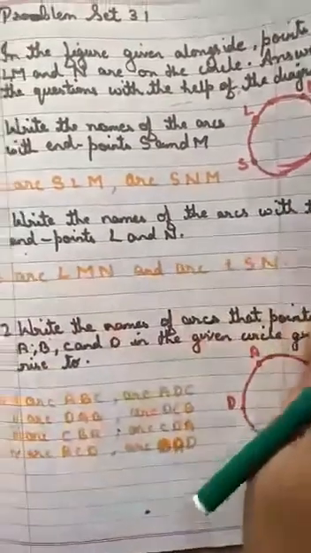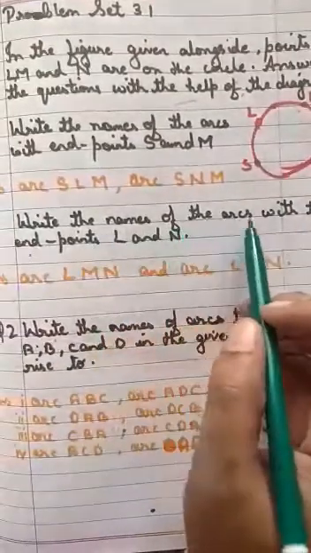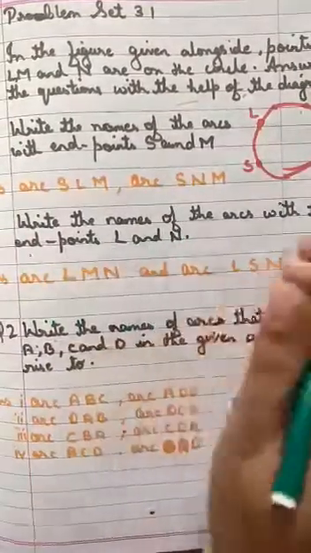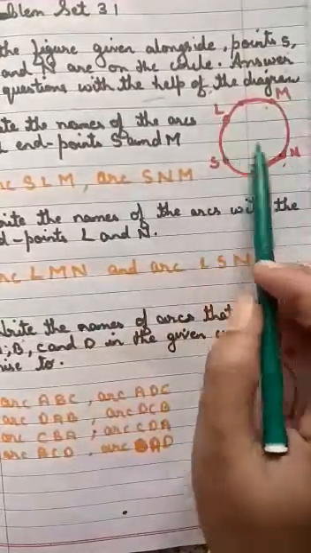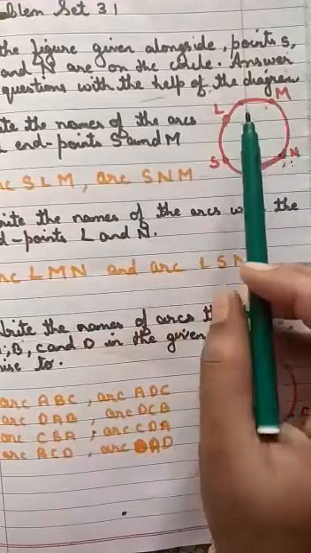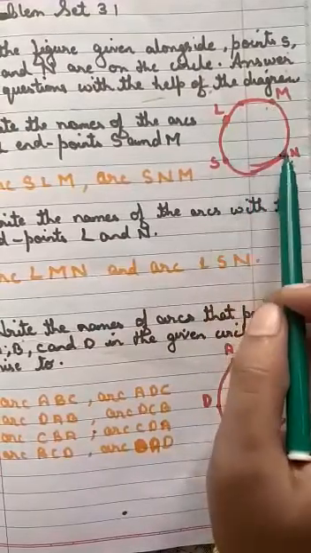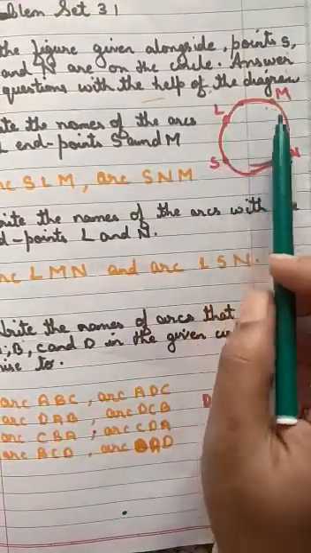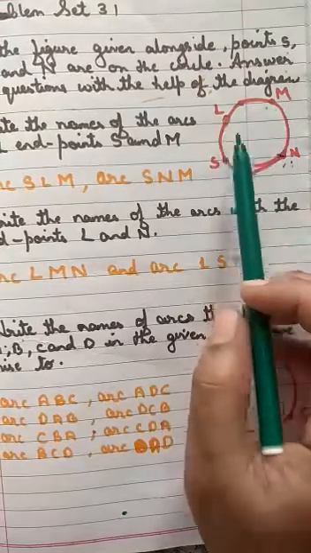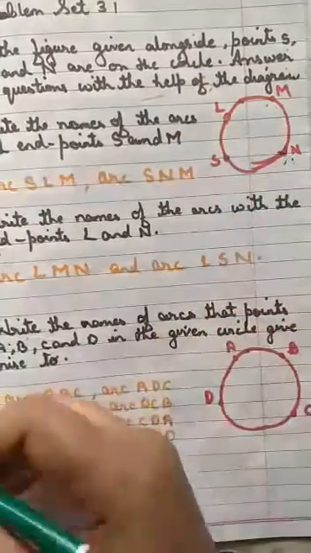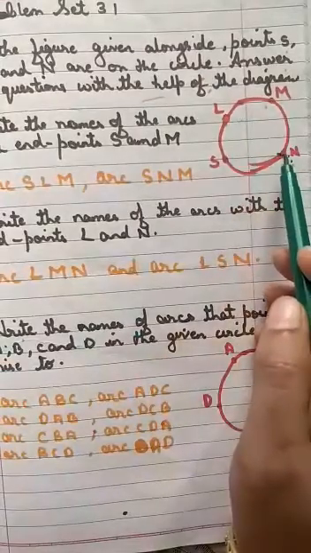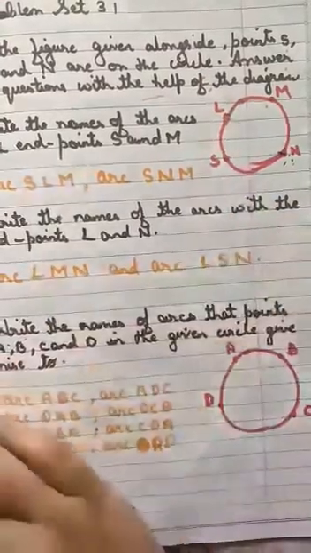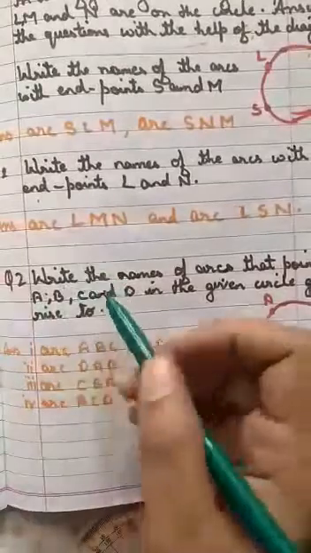Next question again. Write the names of the arcs with the end points L and N. So here these 2 points are done. Now these 2 are the end points. So how we will write? Arc L, M, N or arc L, S, N. Or we can also write arc N, S, L or arc N, M, L. Understood? So this is the question.